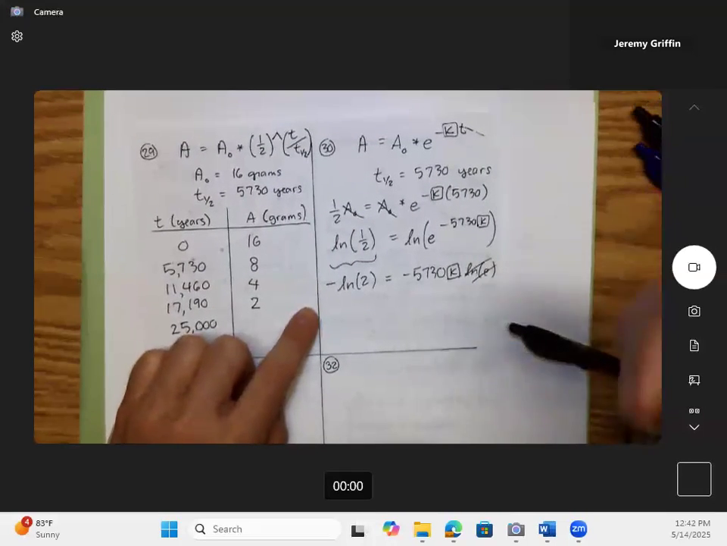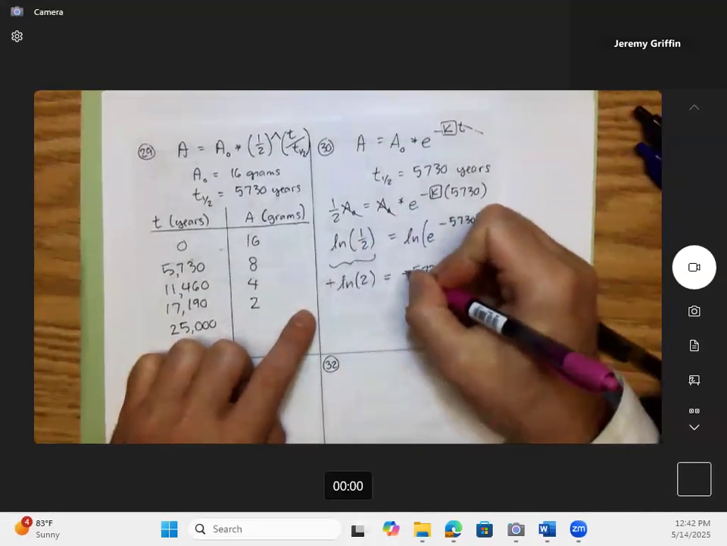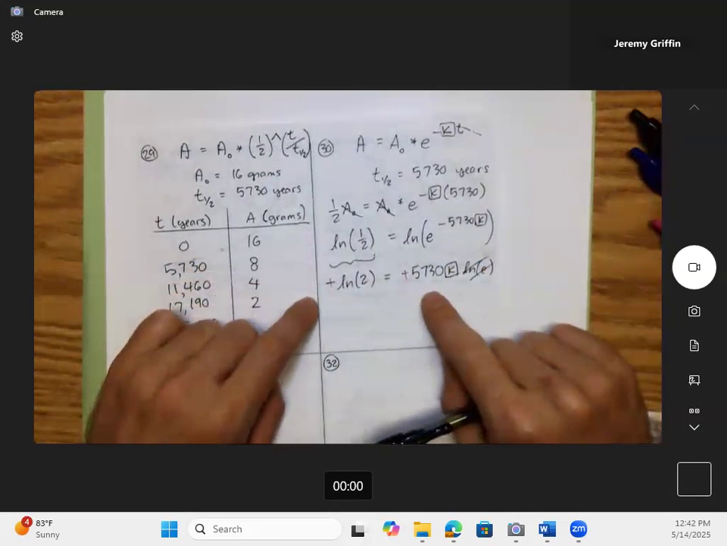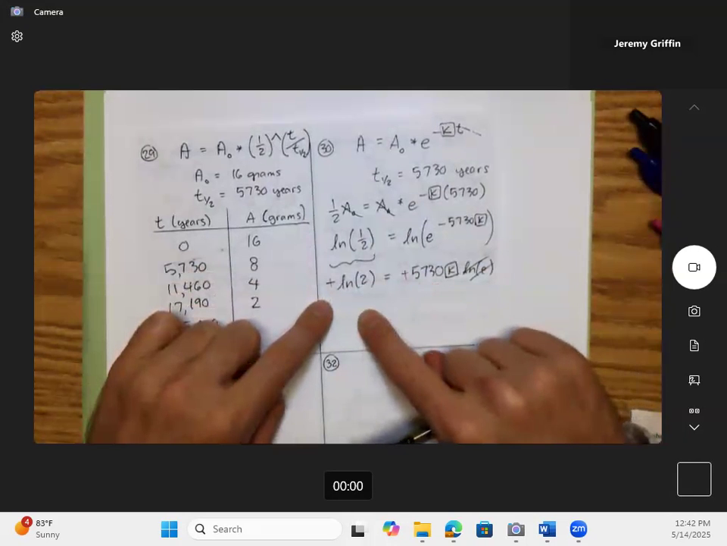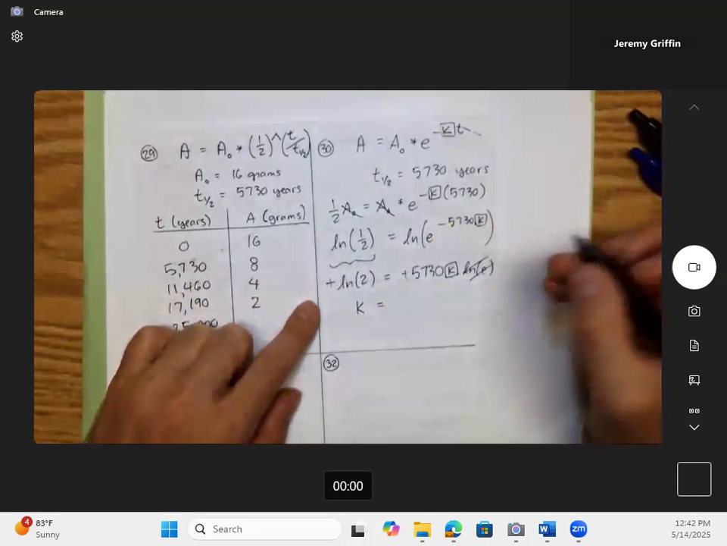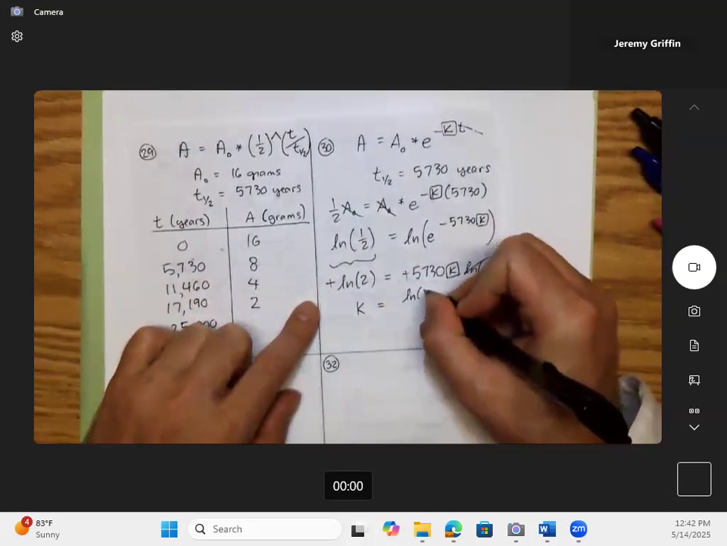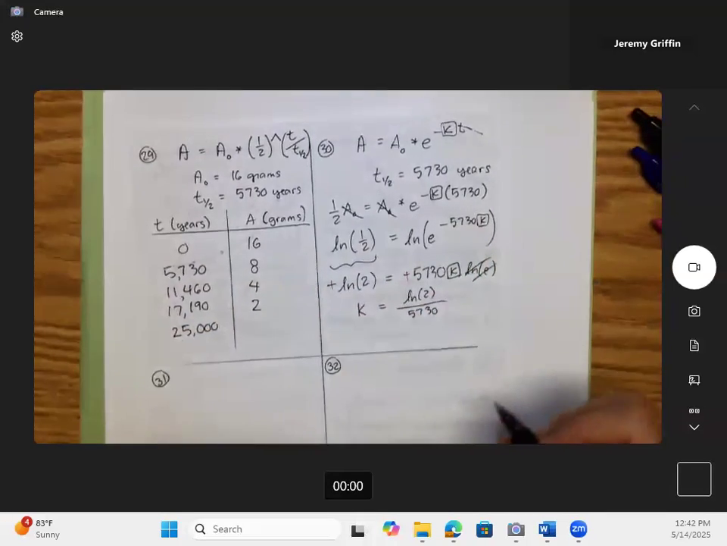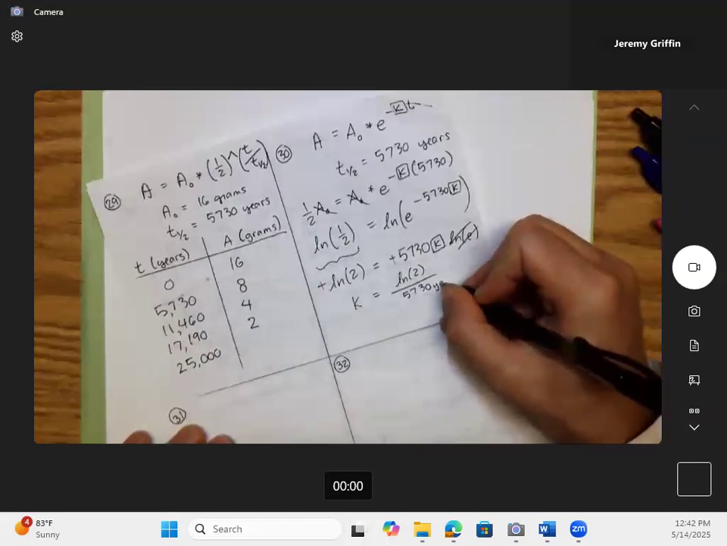Guys, could I cancel the negatives if I wanted to? That's why I pulled it out there. Hey guys, what's the very last step to solve for k? Yeah, divide by 5,730. So k, if you want a perfect answer, looks like this: natural log of 2 divided by 5730. And 5730 is years.